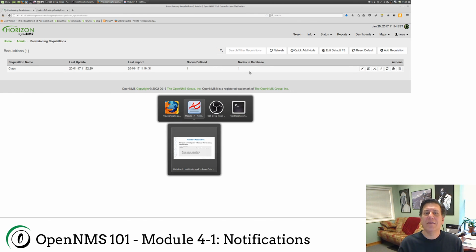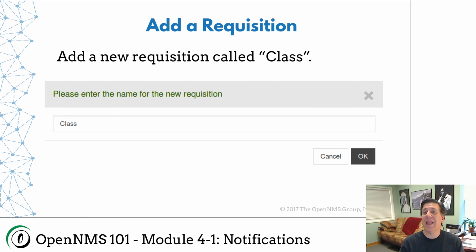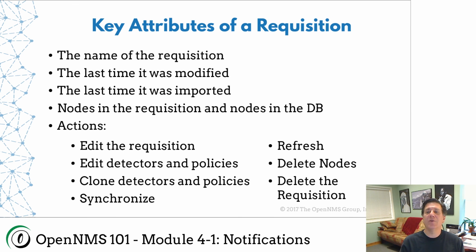So let's go back to the slides and go over what we did. Repetition is basic to all learning, so let's repeat. We went to configure OpenNMS, manage provisioning requisitions. There weren't any, so we added one. We called it class. In the class requisition, there are a variety of different things that we can do. There's the name of the requisition, the last time it was modified, the last time it was imported, and there are a number of little buttons that we can press. You can delete the requisition, you can delete the nodes in the requisition, etc.